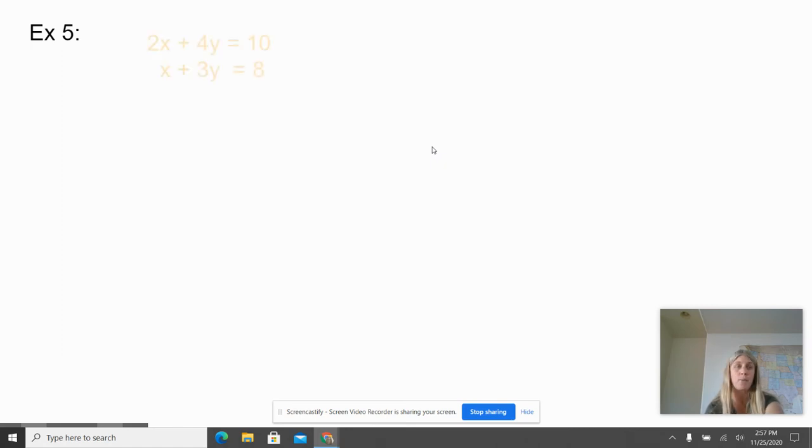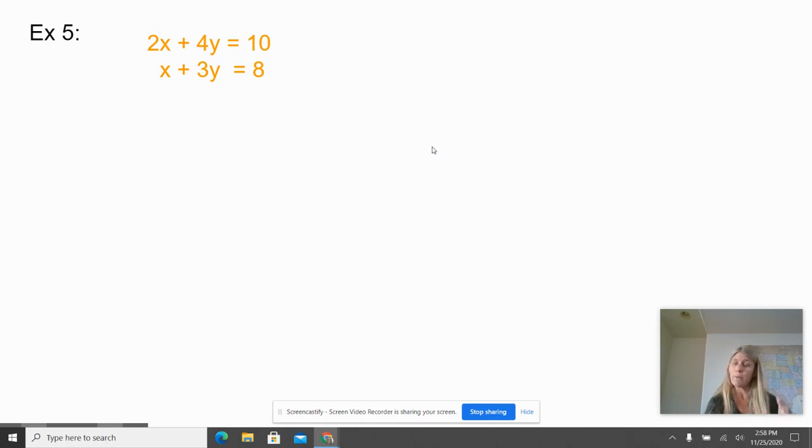Let's go ahead and look at example 5. We have 2x plus 4y equals 10, and x plus 3y equals 8. So once again, we don't have a real simple, quick way to do it. We're going to have to multiply by one or both. So I can see making our top one 2x and our bottom one negative 2x. Those would be opposites. Or I can go ahead and do my y as a 12 and a negative 12. Once again, it's kind of just the way that you see it.